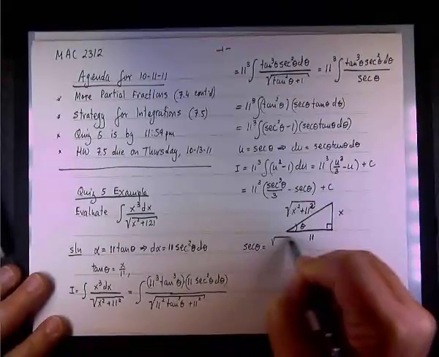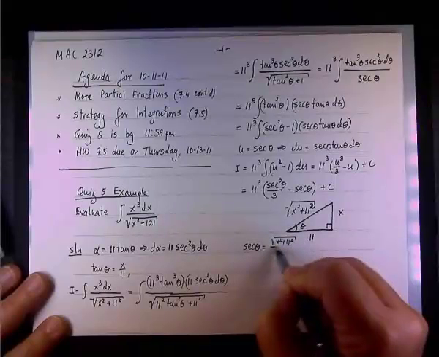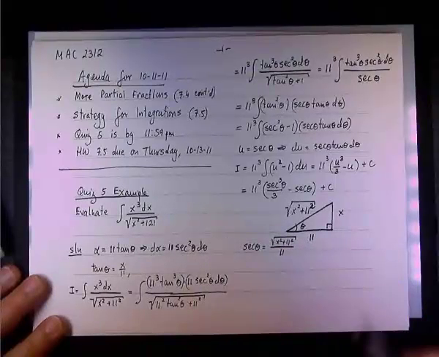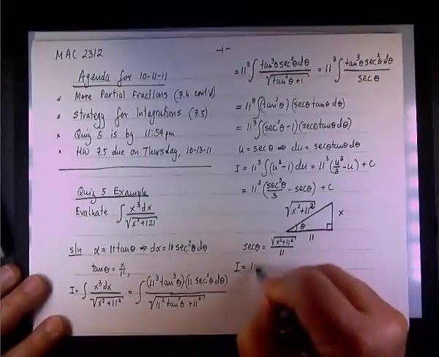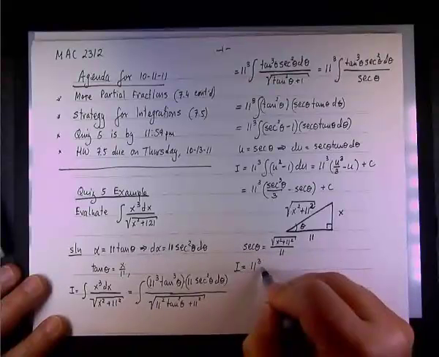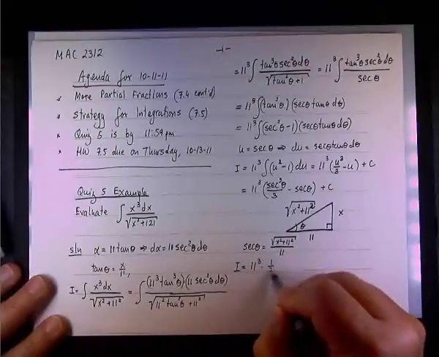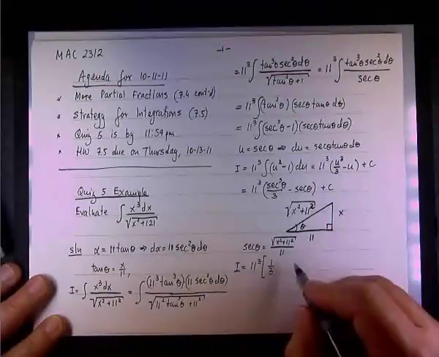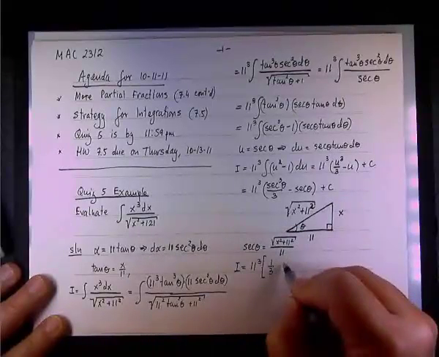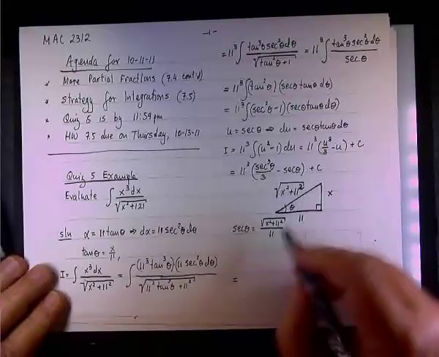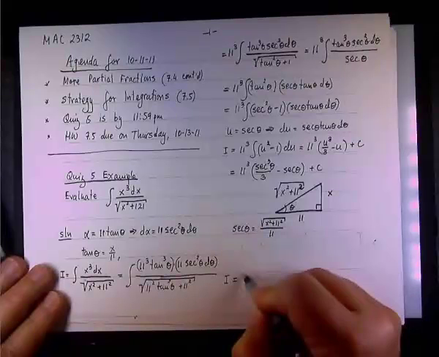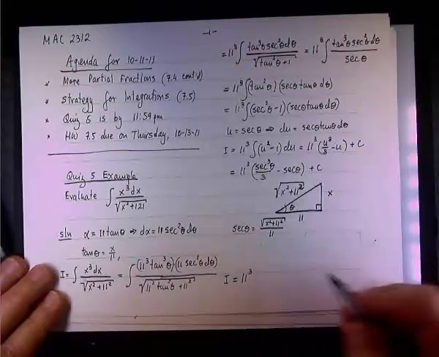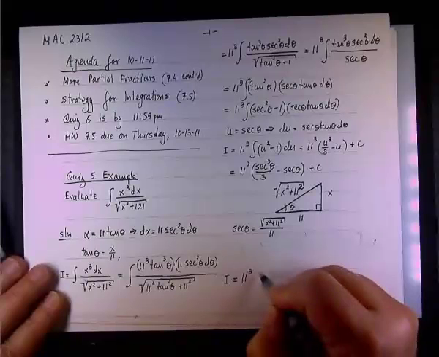Okay? So I need the secant. Well, the secant will be the hypotenuse over the adjacent. So secant theta is the square root of x squared plus 11 squared, divided by 11. And now in the result of the integral, we can factor out the square root of x squared plus 11 squared and get a simplified result.